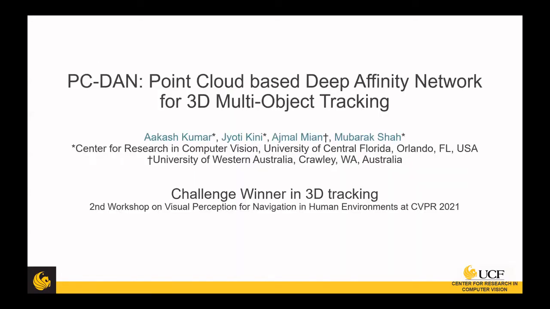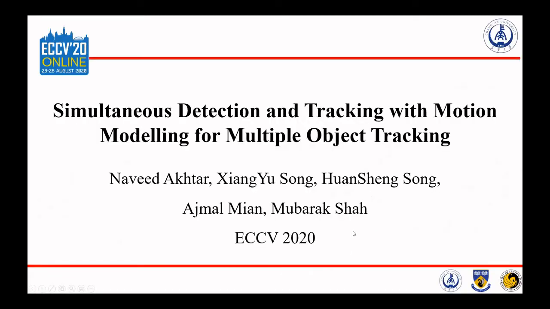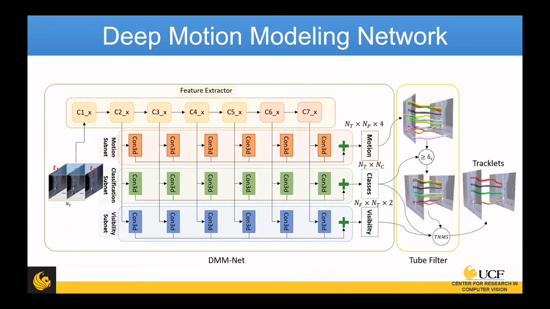Okay, so now the other thing is that, so far we assume we are given detections and we want to compute the affinity matrix. Now, how about we can actually do end-to-end? We don't assume detections are given. We can do detection and the affinity matrix together. So we have another paper in ECCV last year, 2020, which actually does that.